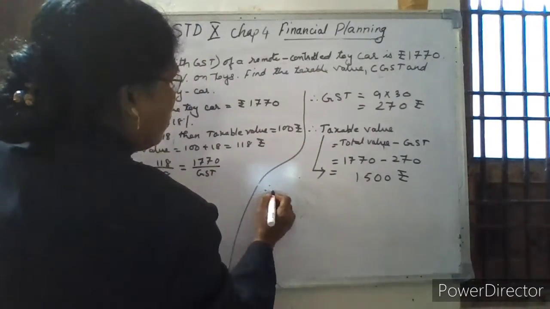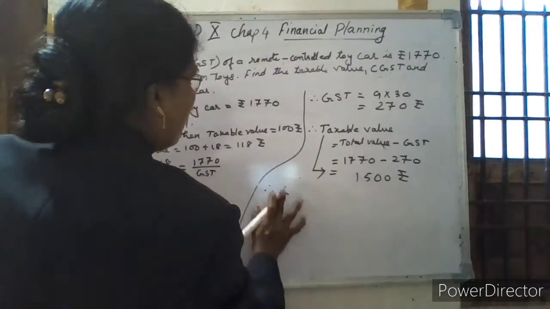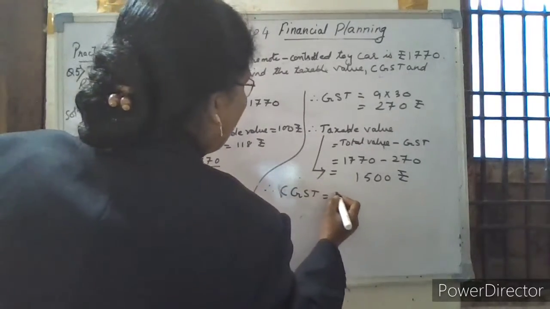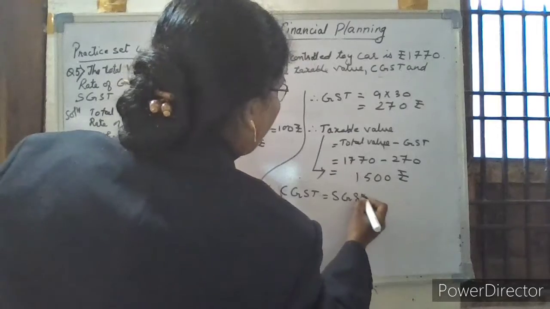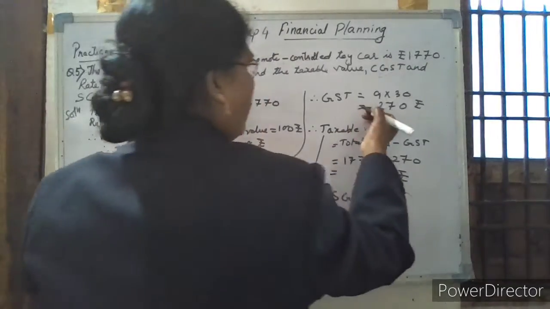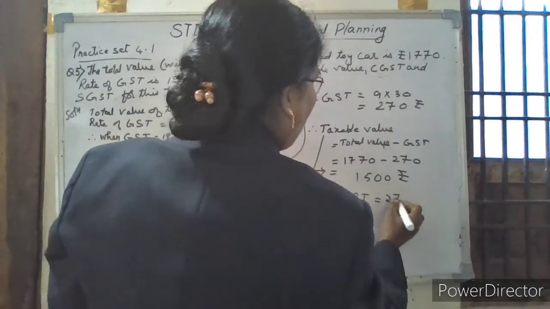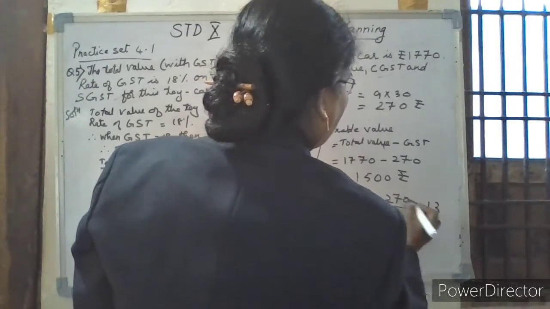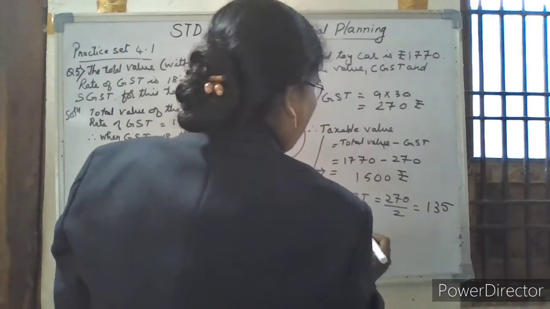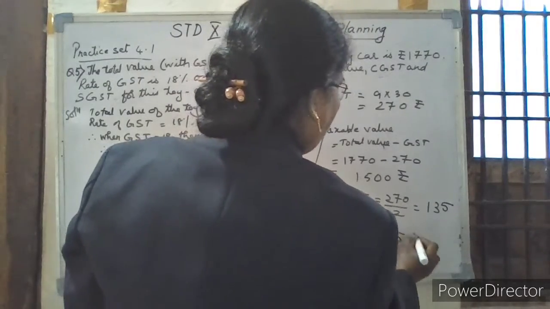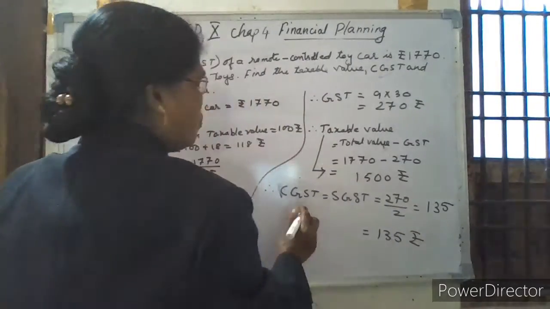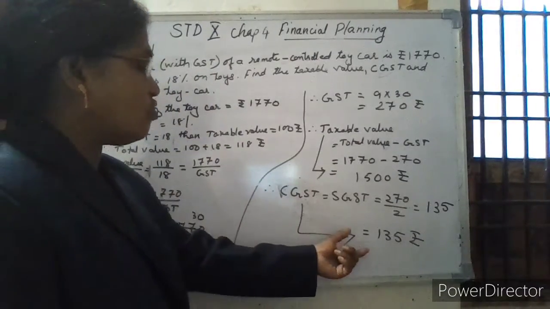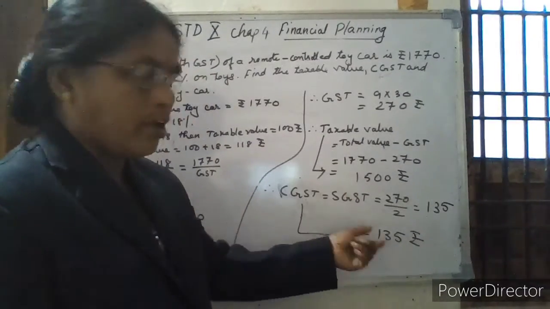So therefore CGST will be equal to SGST, and that is equal to half of GST, that is 270 divided by 2. That is equal to 135 rupees is the CGST or SGST for the tax invoice of the toy car.